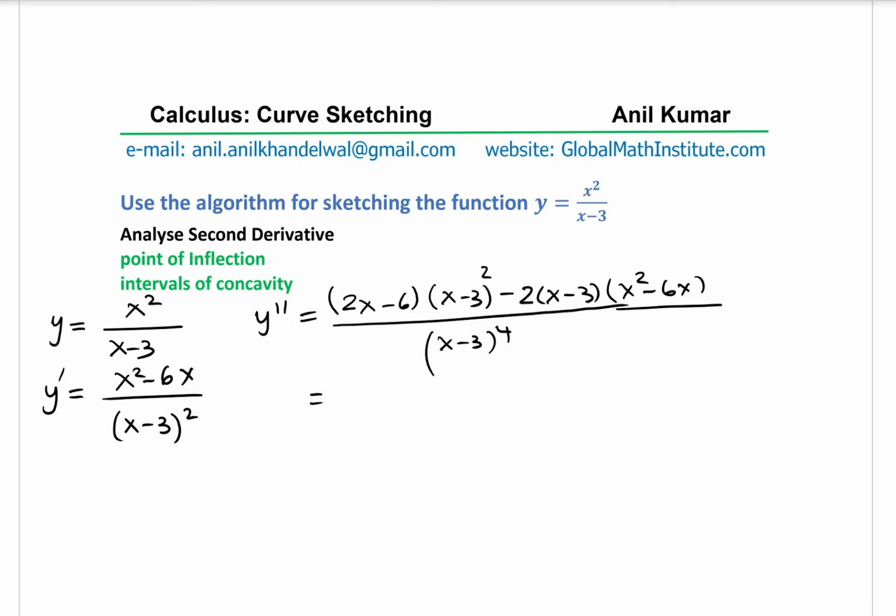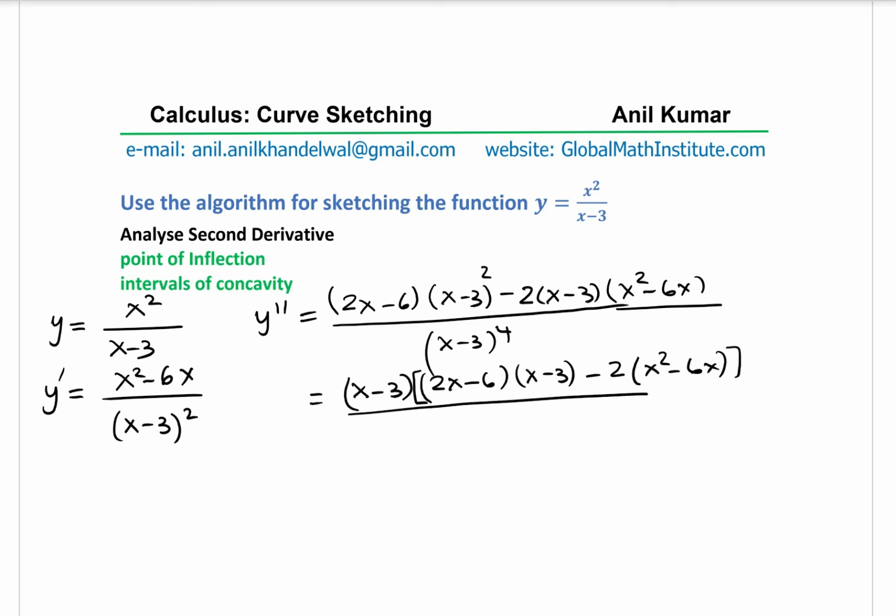Let us expand and simplify. We can take something common, which is x minus 3. So let's take x minus 3 common, and then we are left with (2x minus 6) times (x minus 3) minus, on this side, 2 times (x squared minus 6x). And then we have a denominator which is (x minus 3) to the power of 4. So we can cancel these two to get this power as 3 and expand the numerator further.